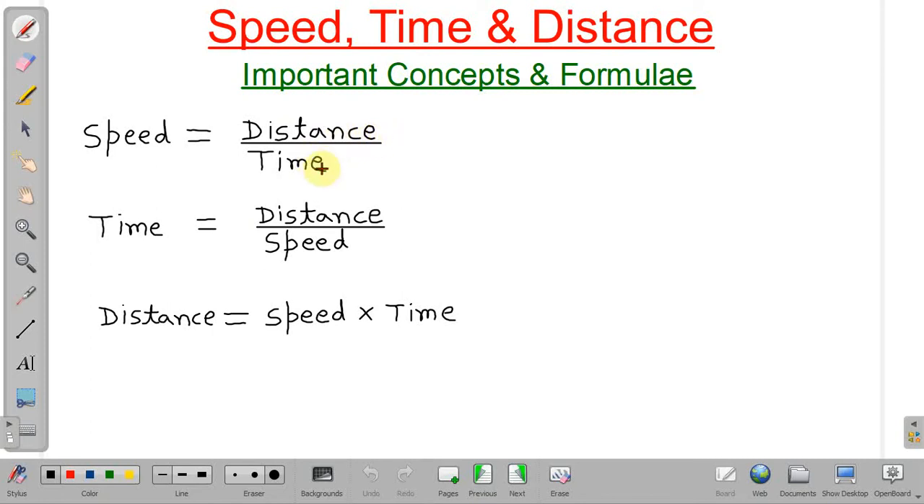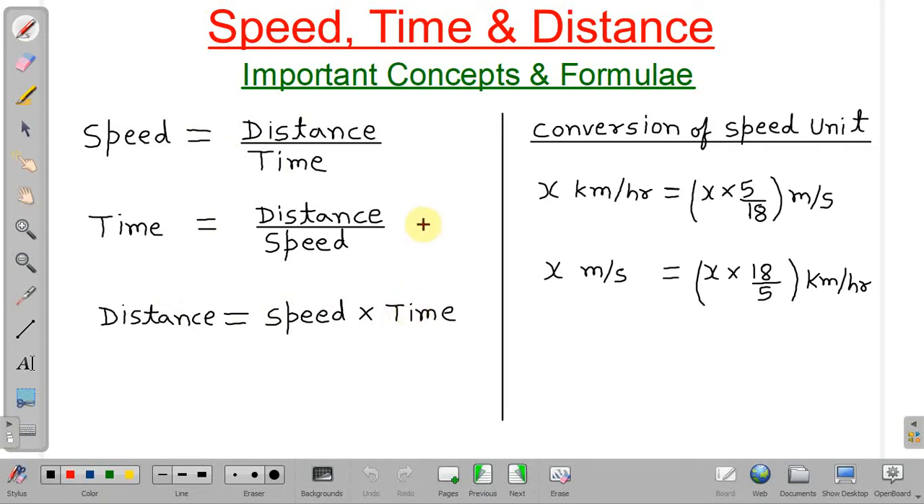Similarly, if you know the distance traveled and speed, then you can calculate time equal to distance by speed, and this formula came from this only after rearranging. Similarly, distance can be calculated when you know speed and you know time. That is, speed into time is equal to distance.